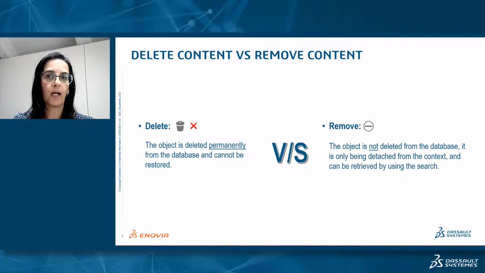Today I'm going to talk about deleting content in the 3DEXPERIENCE platform, and I would like to start with a short explanation about the differences between delete and remove. When deleting an object, the object is deleted permanently from the database and cannot be restored. However, when removing an object, the object is not deleted from the database. It is only being detached from its context, so you can still retrieve it using the search. For example, you can remove a document from a bookmark, or you can remove an item from a library.